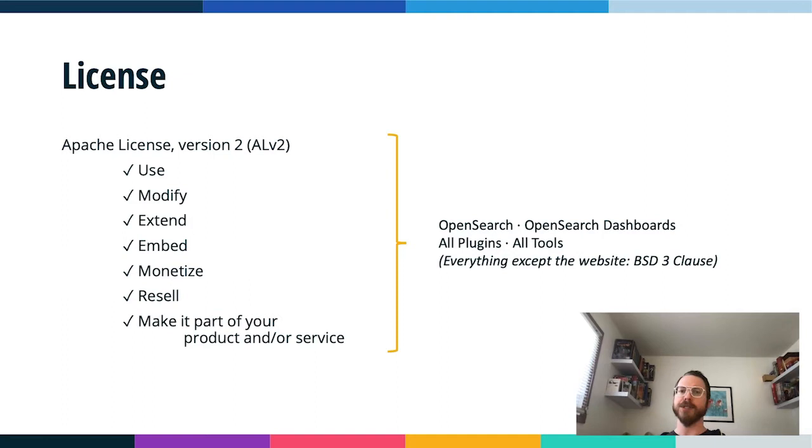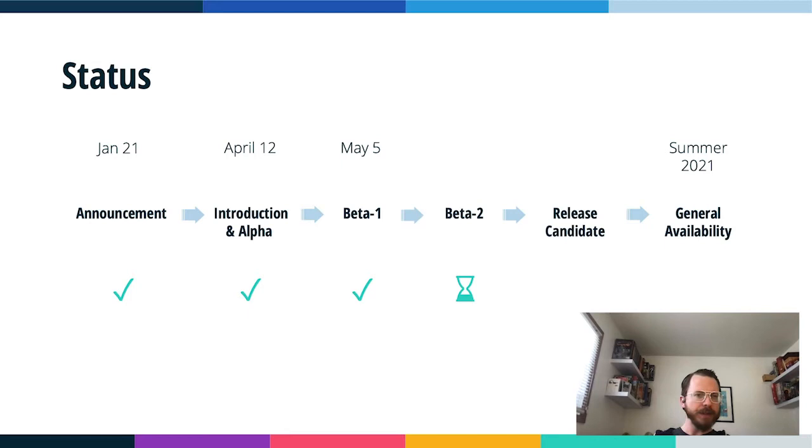Now, the status of the project. We announced that we're going to do this in January. We introduced the alpha in April, beta 1 in May, and then we have a release candidate, and then finally we'll get to general availability sometime in the middle of the year, summer in the northern hemisphere and winter in the southern hemisphere, since we are talking about geospatial things today.